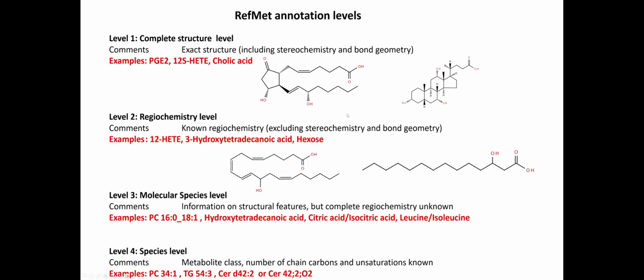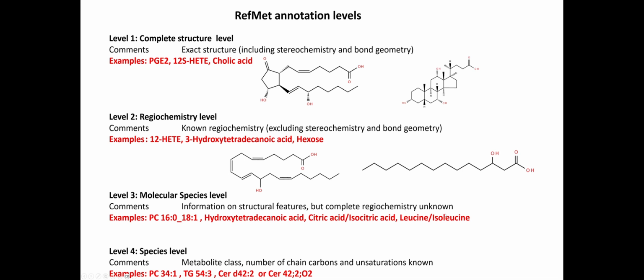Then we have some metabolites where you don't have this level of stereochemistry from mass spectrometry data or from other types of measurement data. We use regiochemistry, which provides you with known double bond positions and stereochemistry, but that excludes the bond geometry; it doesn't tell you whether it is Z, Zusammen, or opposite, or R or S. And then it gives you the general structural formula. We have level 3, which is the molecular species level, which comes from just simply mass, not MS2. And these are just information on structural features.